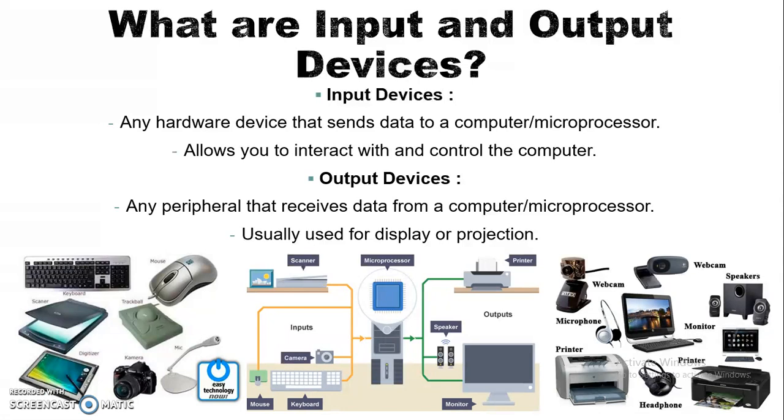On the other hand, output devices are any peripheral that receives data from a computer or a microprocessor, and it usually is used for display or projection. These are examples of input devices, and these are examples of output devices.